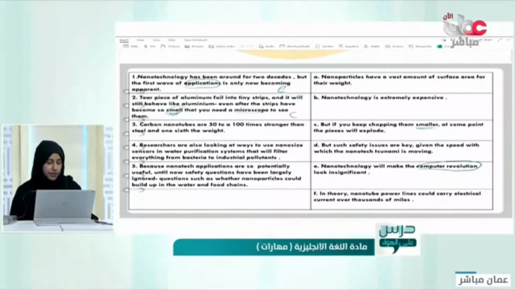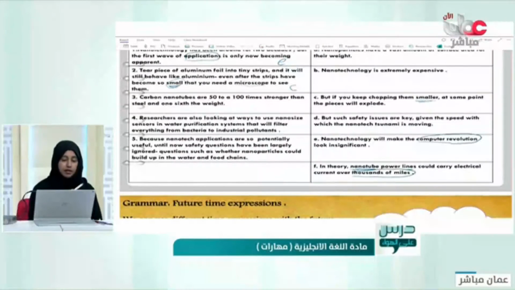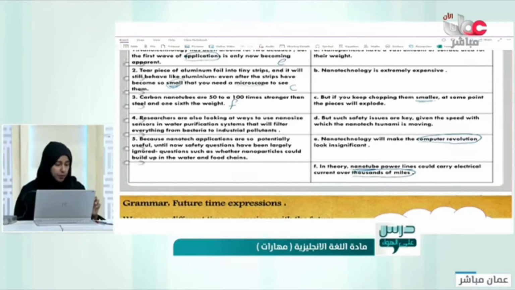Carbon nanotubes are 50 to 100 times stronger than steel and 1/6 the weight. Okay, so what do you think about this one here? Look for something related to nanotube, lines, number, like this. Yes, excellent. F. In theory, nanotube power lines could carry electrical current over thousands of miles. So here we have again nanotubes are 50 to 100 times stronger. Here again there is a relation, so the answer is F. Let's move to number 4.